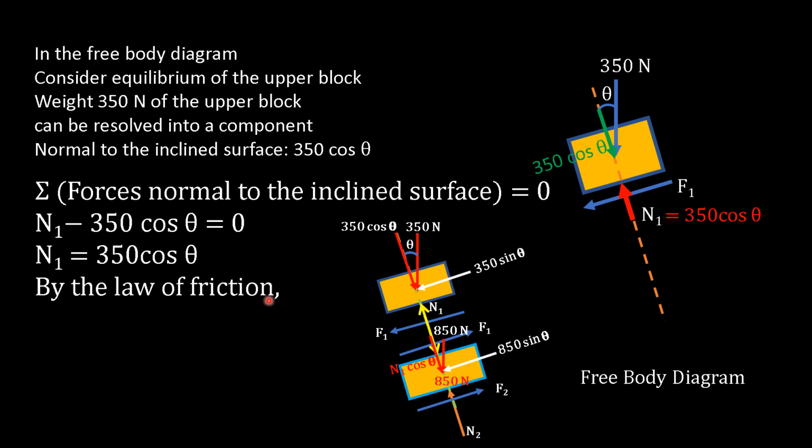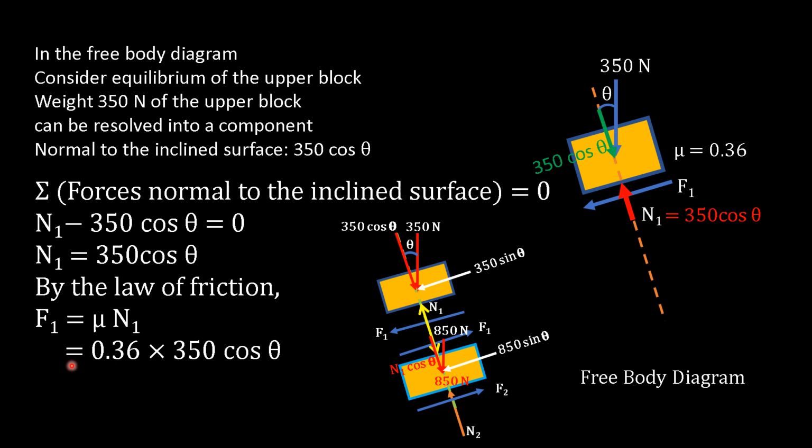By the law of friction, we have the frictional force F1, which is acting leftwards, F1 equals mu N1, where mu is 0.36. So it will be 0.36 multiplied by 350 cos theta, which is N1. 0.36 multiplied by 350 will be 126. So we get frictional force F1 equals 126 cos theta.